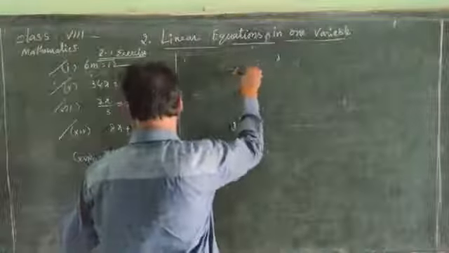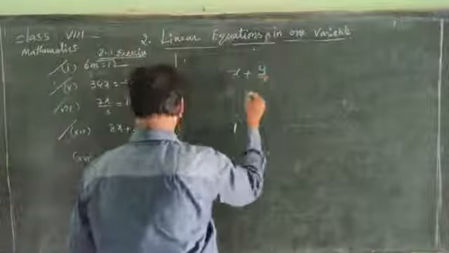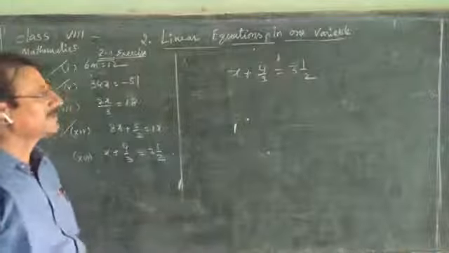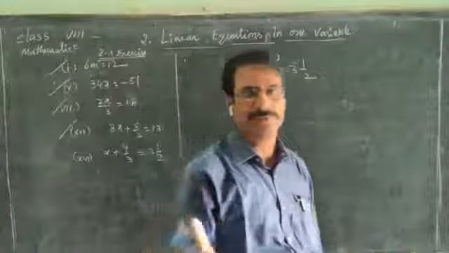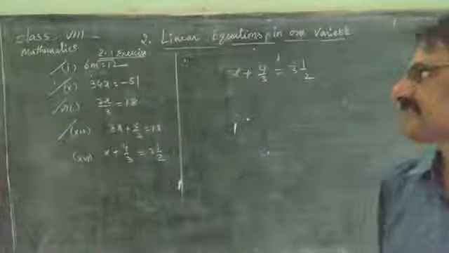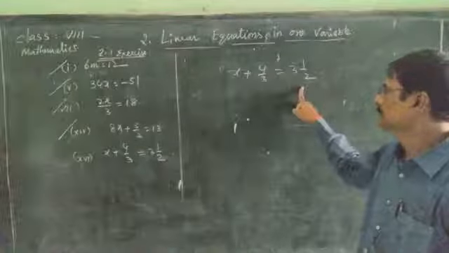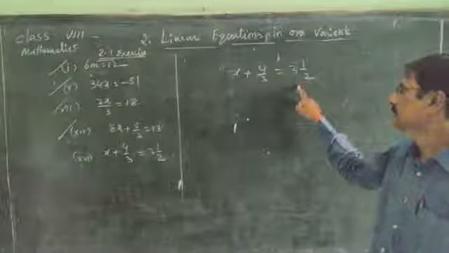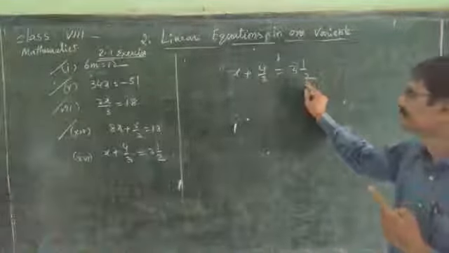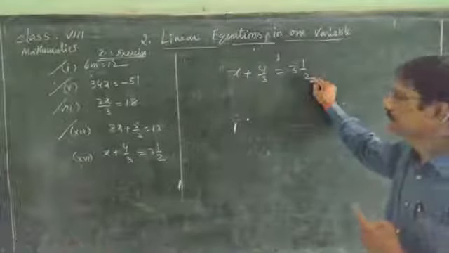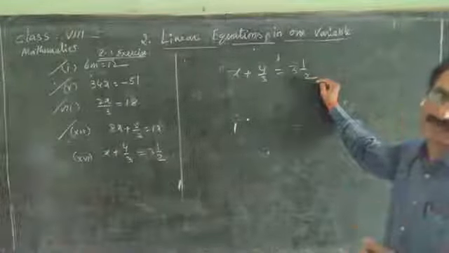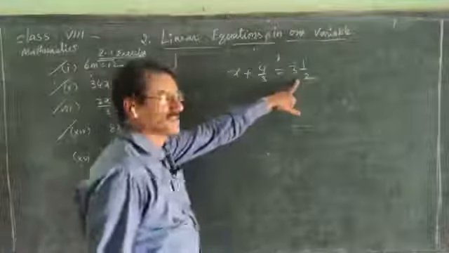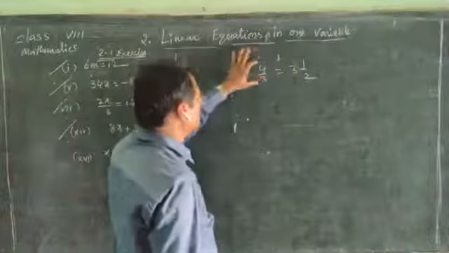x plus 4 by 3 equal to 3 1 by 2. In this equation, there are two terms on the left side, one term on the right side. This is given in which form? Mixed fraction form, 3 1 by 2. First, we must change this mixed fraction into improper and then send 4 by 3 to that side.